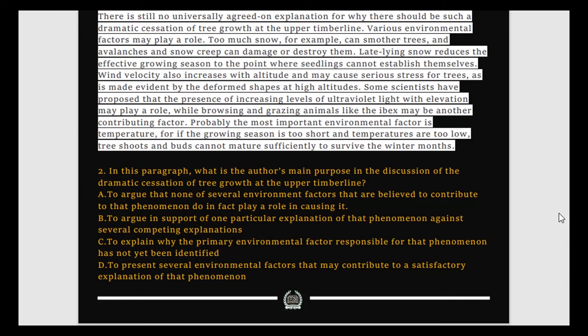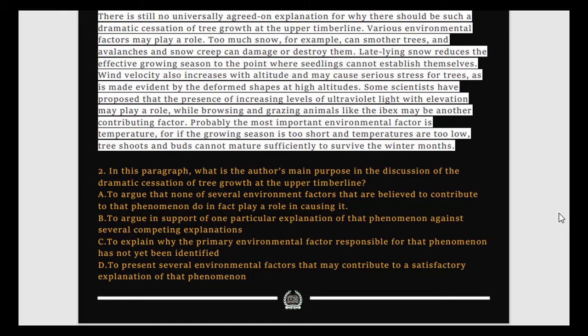C, to explain why the primary environmental factor responsible for that phenomenon has not yet been identified. Actually, this could be the answer, but it's not the correct answer. Why? Because the author mentioned and explained the environmental factors responsible for that phenomenon, but he doesn't mention something regarding identification or being identified. So this one is also out. We're left with D, to present several environmental factors that may contribute to a satisfactory explanation of that phenomenon.